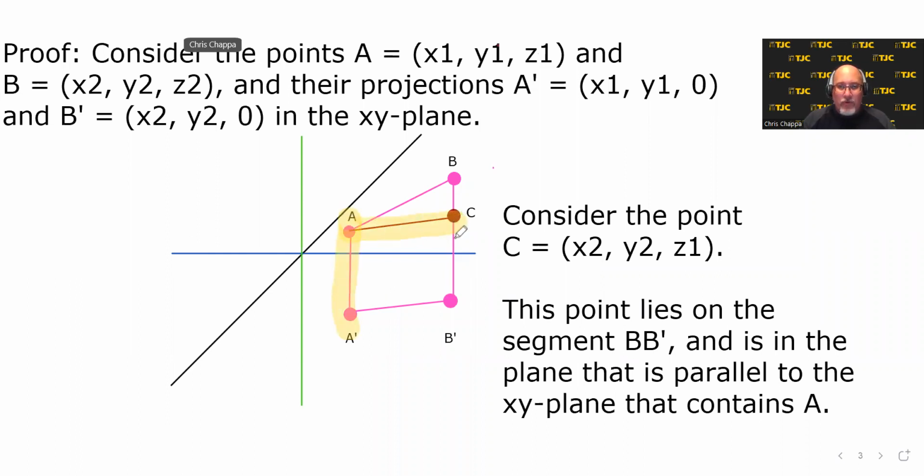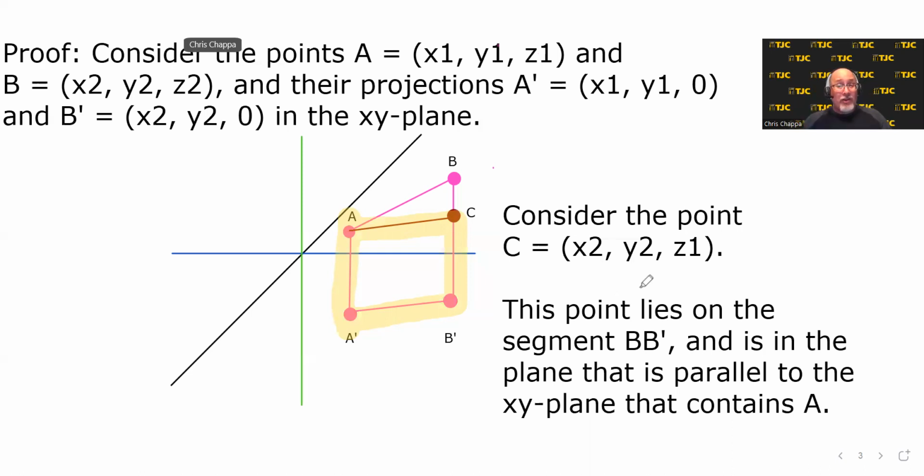This quadrilateral has the following features. These two sides, A prime A and B prime C, are parallel, both parallel to the Z-axis, and congruent. They both have a length of Z1. And there's a theorem in geometry that says in a quadrilateral, if a pair of opposite sides are simultaneously congruent and parallel, then the quadrilateral is a parallelogram. I'm not going to prove that, but the shape highlighted in yellow is a parallelogram.